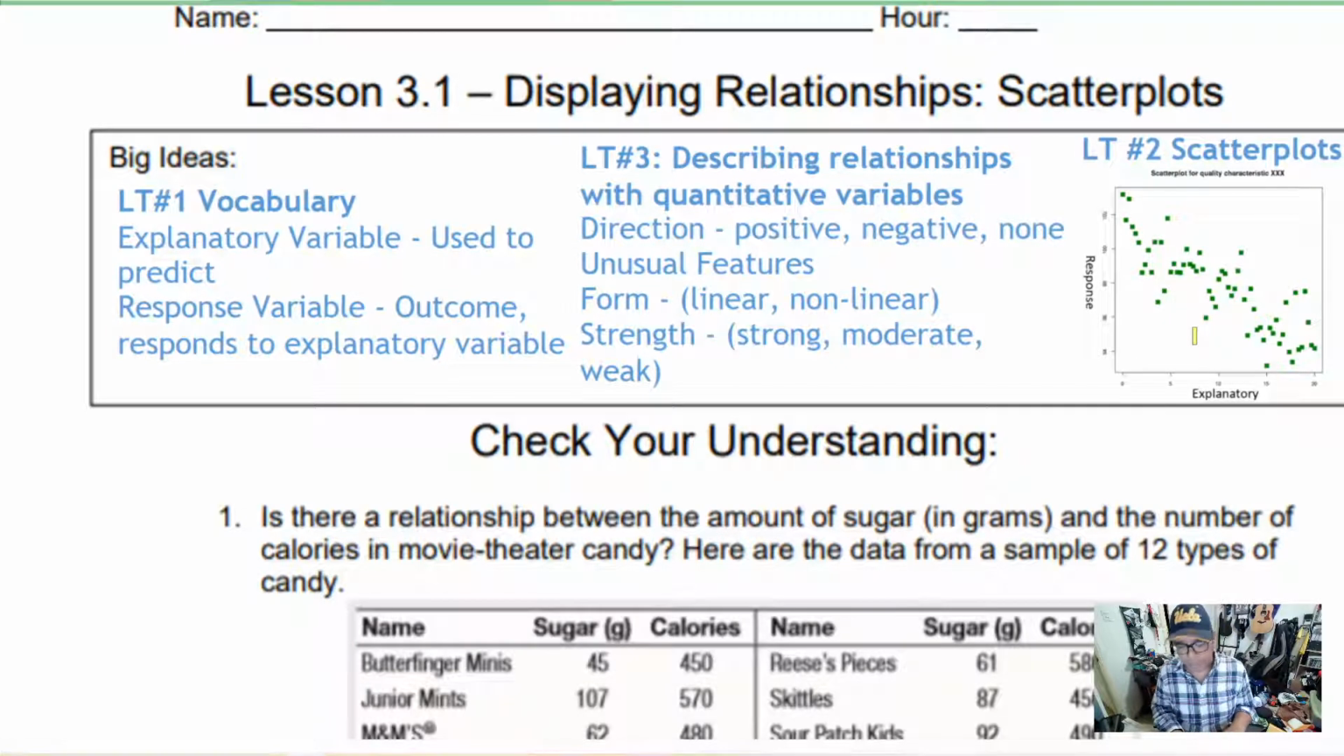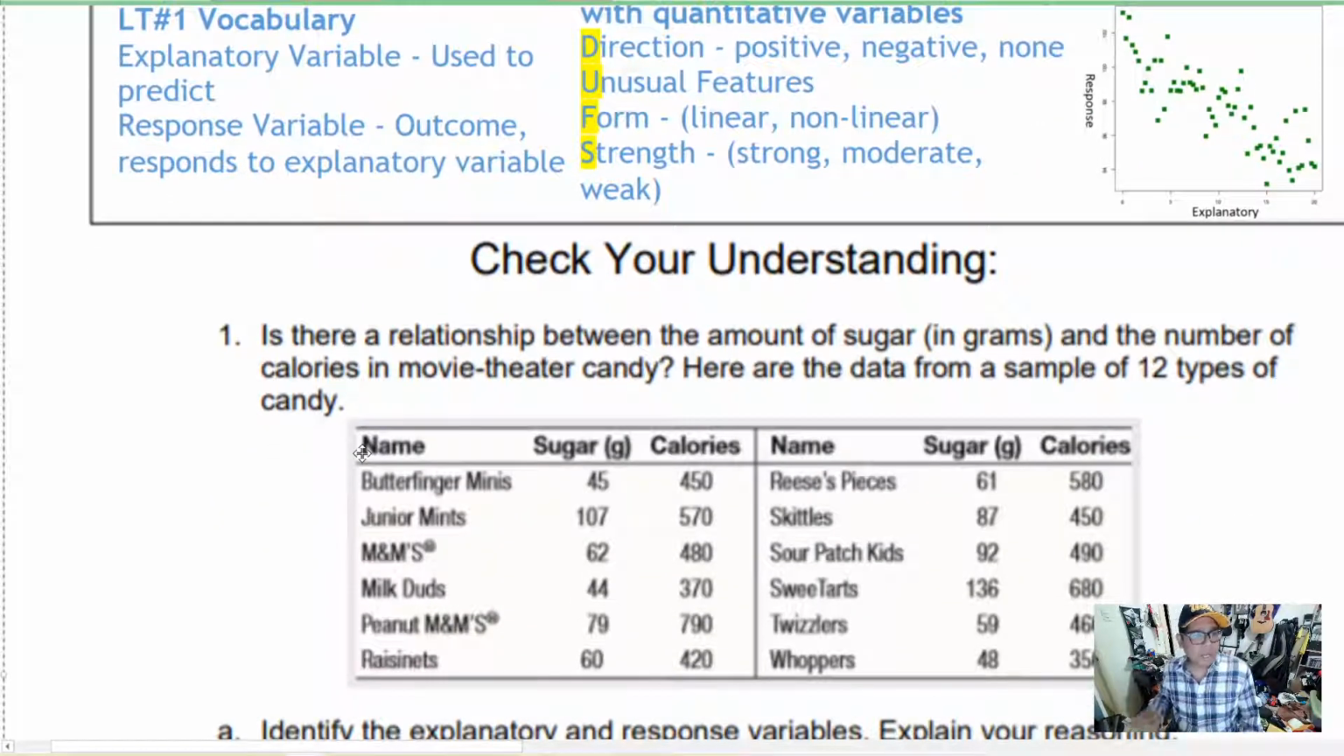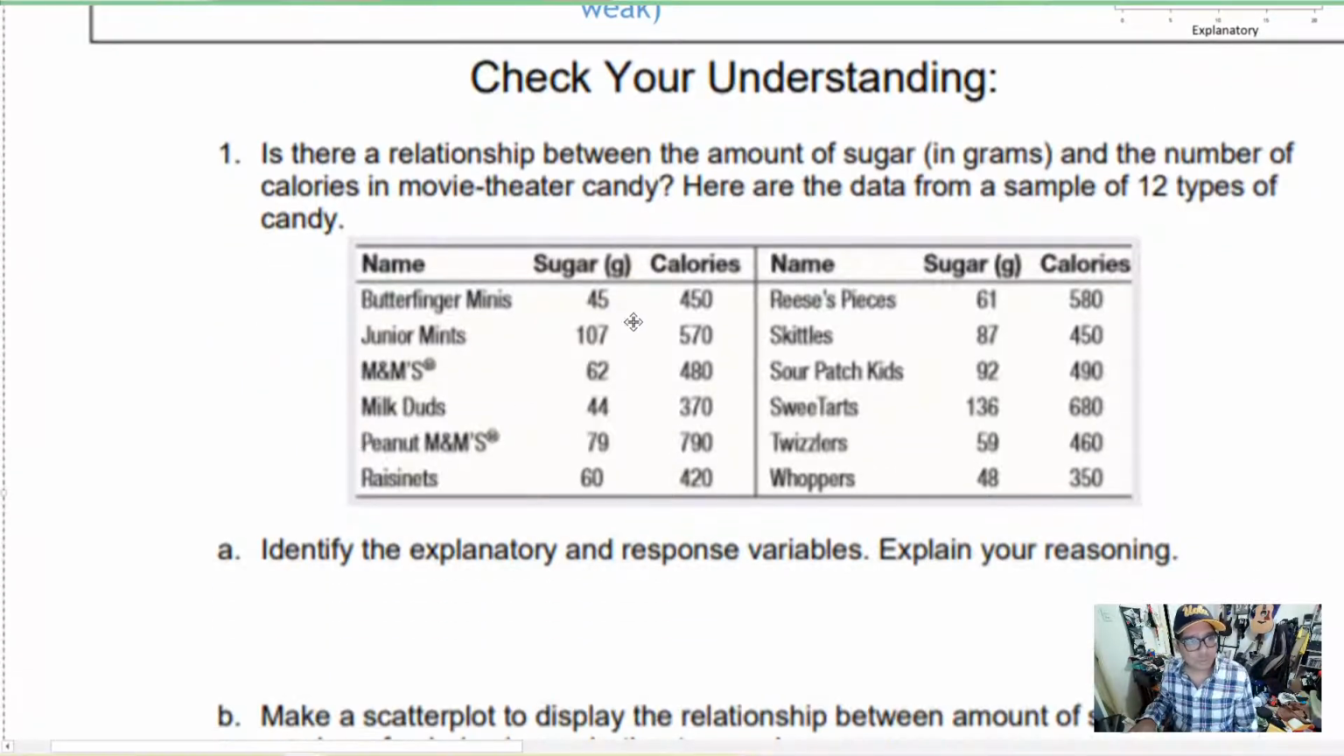Pretty easy, I think. Let's check our understanding down here. Is there a relationship between the amount of sugar and the number of calories in movie theater candy? Here is a sample of 12 different types of candy. We've got Butterfinger Minis, sugar and calories, Junior Mints, sugar and calories. So let's identify the explanatory and response variable, and we will also explain our reasoning.